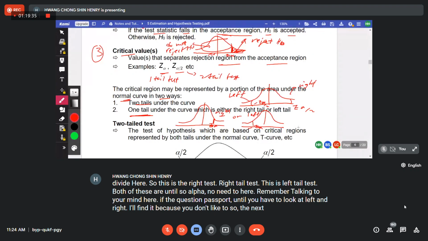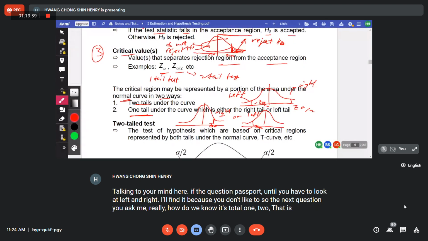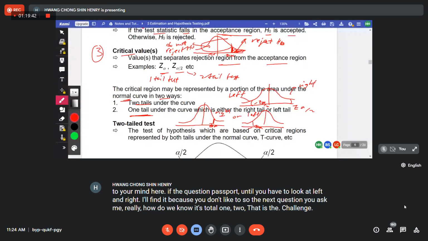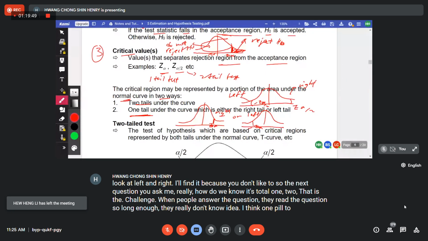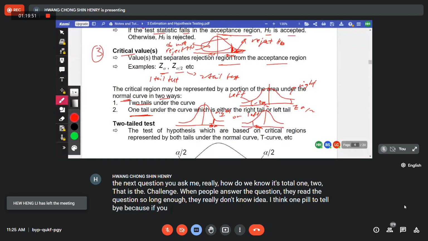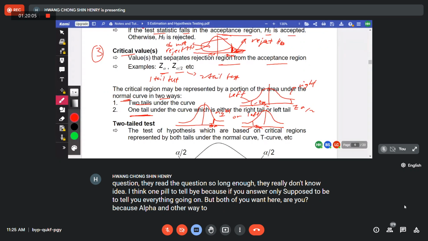So the next question you ask me already: how do we know it's 2 tail or 1 tail? That is the challenge. When people answer the question, they read the question so long, they already don't know whether it is 1 tail or 2 tail. Why? Because if it is supposed to be 2 tail and you answer 1 tail, everything is gone. Supposed to be 1 tail, but you answer 2 tail, also gone, because alpha and alpha divided by 2 give totally different Z scores. Correct. You use the paper 2, you know, right?